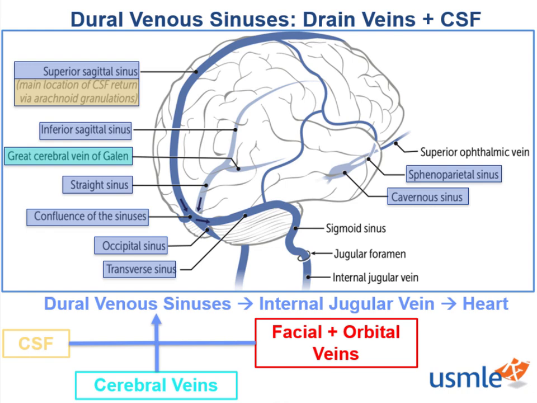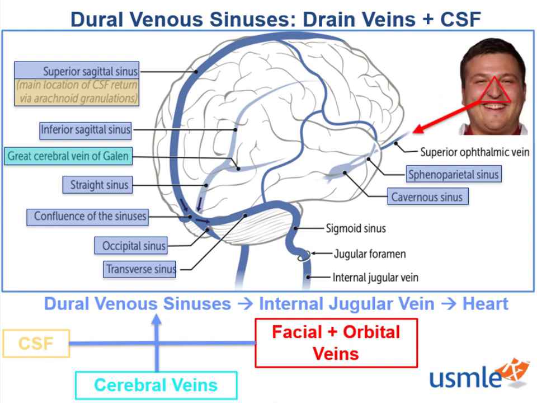This is dangerous because the face is in contact with the outside world filled with microorganisms, hence the triangle of danger outlined on my face here. This drains into the superior and inferior ophthalmic veins to, you guessed it, the cavernous sinus. Friends, does this not terrify you? This is absolutely terrifying that the dural venous sinus system is in contact with the outside world.